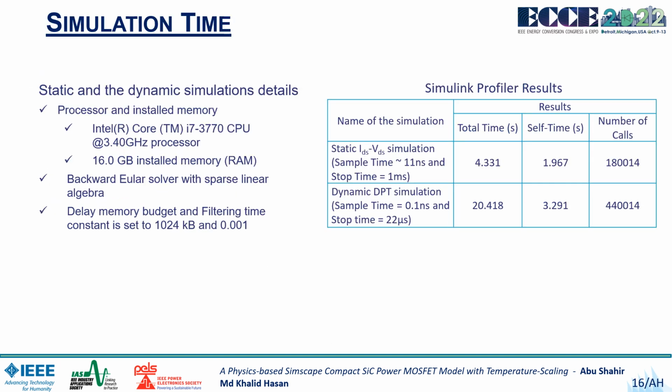The simulations are run with an Intel Core i7 3.4 GHz processor and 16 GB installed memory. Both the static and dynamic simulations are done using the backward Euler solver, which uses sparse linear algebra to solve the simulation in MATLAB Simulink. The delay memory budget and filtering time constant are set to 1024 KB and 0.001 respectively. The simulation times of the static and dynamic simulations were estimated using the Simulink profiler, and the results are presented in the table.